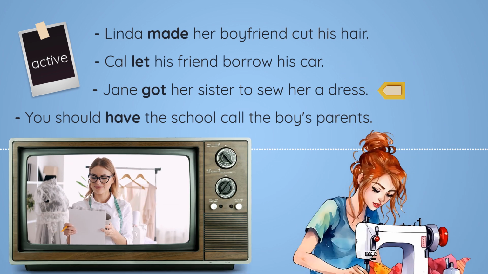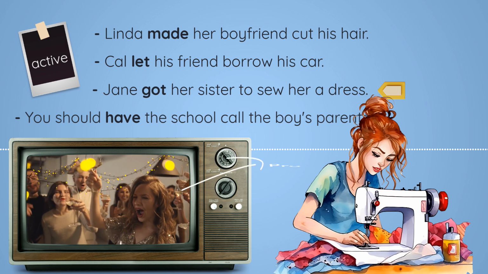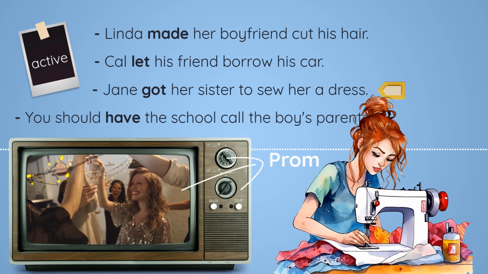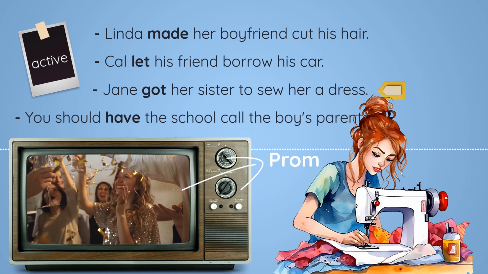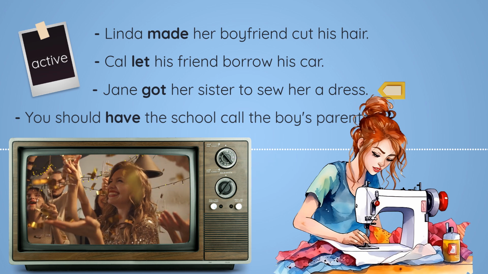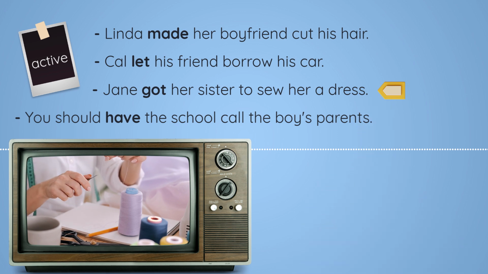Jane got her sister to sew her a dress. Jane is having her prom next week. She wants a beautiful dress for her prom. The prom, by the way, is at the end of high school. You have a big dance, everybody comes and dances and eats and celebrates. Everybody dresses really nicely. Jane needed a dress. She got her sister to sew her a nice dress because her sister is very nice.